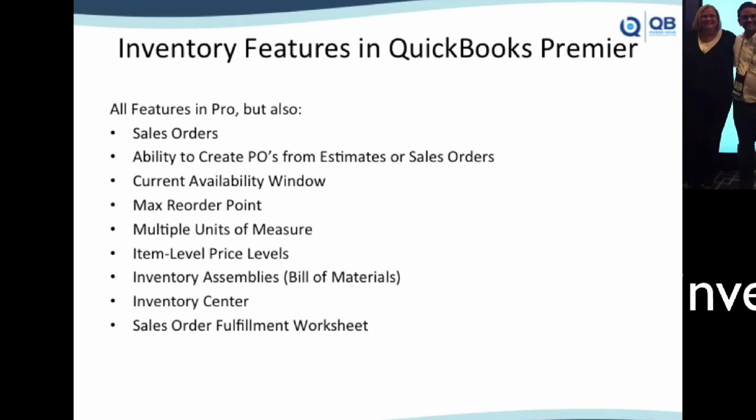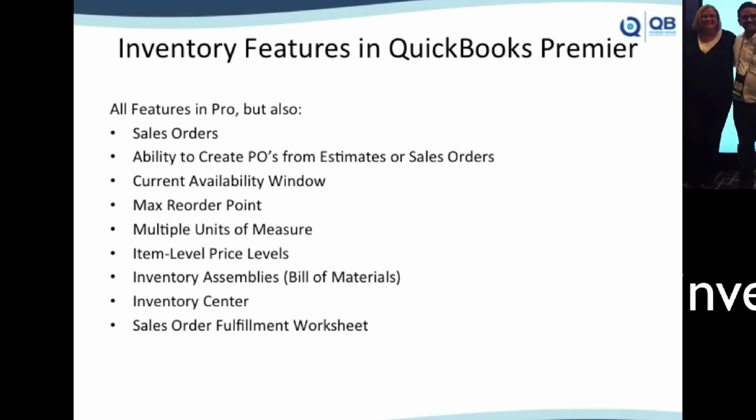So what you get with QuickBooks Premier that you don't get with Pro or QuickBooks Online is sales orders, which to me are incredibly crucial, especially for setting up sales that haven't been delivered or shipped yet. Ability to create a PO from an estimate or a sales order. Okay, that's extremely big because you do a sales order or an estimate, and you want to create the vendor PO straight from it. That to me is a huge time saver.